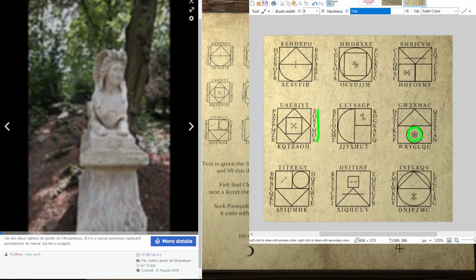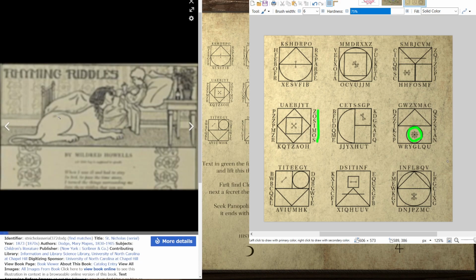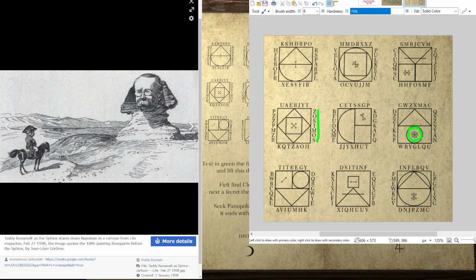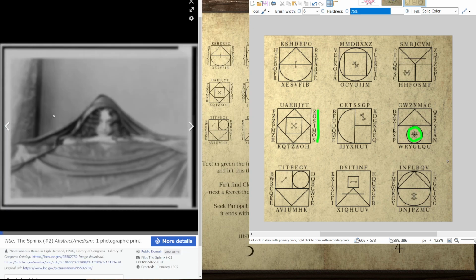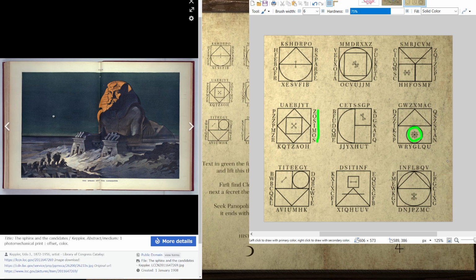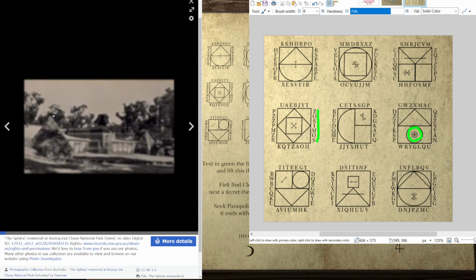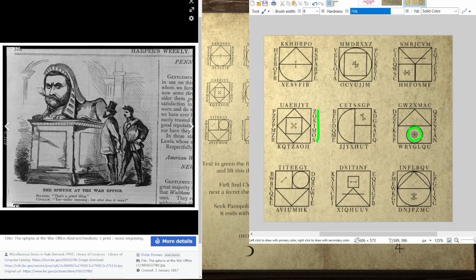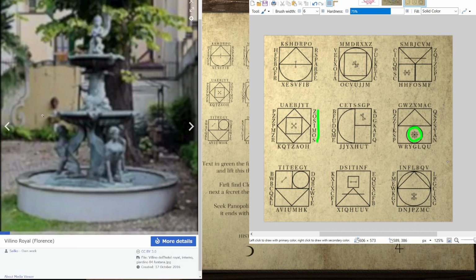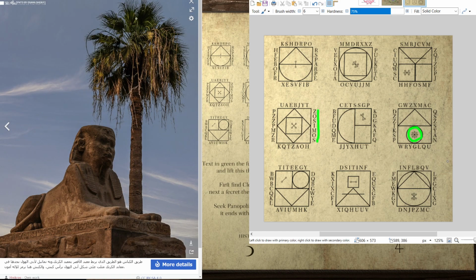Half centaur. No. That is a huge Sphinx. Teddy Roosevelt as the Sphinx stares down Napoleon. Okay. The Sphinx at the War Office. What is it with people making sphinxes, and being depicted in cartoons? Political cartoons, that is. Okay, we've looked through all the sphinxes here.